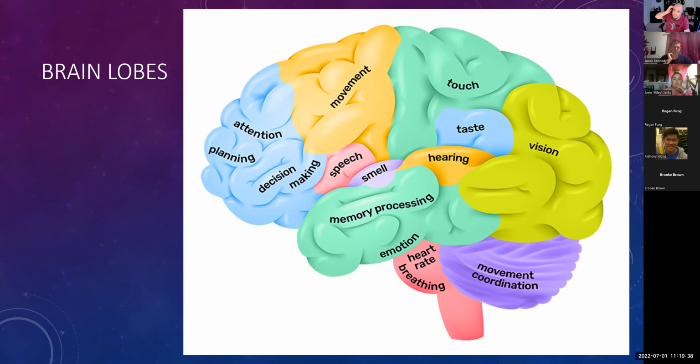Touch kind of sits here, taste here. Our hearing sits right above our ears, which is important. Same thing with our memory processing. That's why there's a lot to do with listening and memory recording. Our speech sits kind of just up on the front tip of our ears. Vision's back here, and the motion movement coordination sits at the base, which is what we'd want. And then the heart rate and breathing is definitely the bottom of that brain.